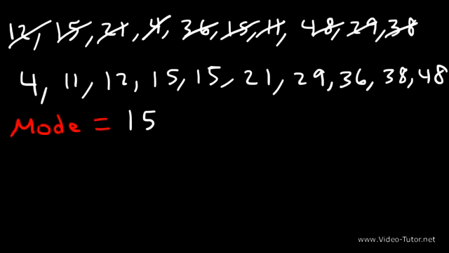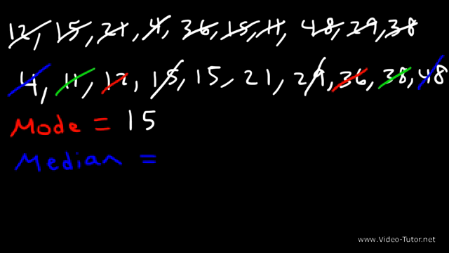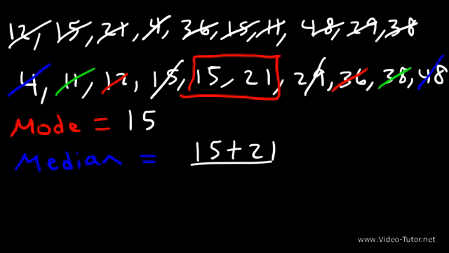Now, to find the median, we need to calculate the middle number. What do you think the middle number is going to be? Well, we can eliminate 4 and 48. Next, we can get rid of 11 and 38, and then 12 and 36, and then 15 and 29. So at this point, we're left with two numbers in the middle. Whenever you encounter a situation like this, what you need to do is take the average of the two numbers. Add up the two numbers and divide by 2.